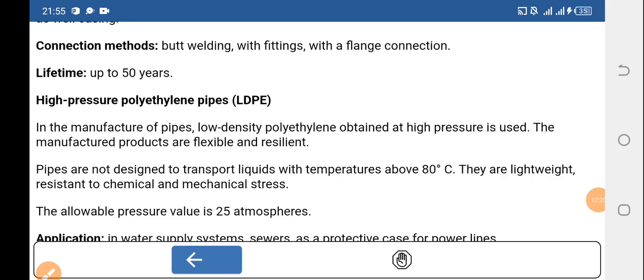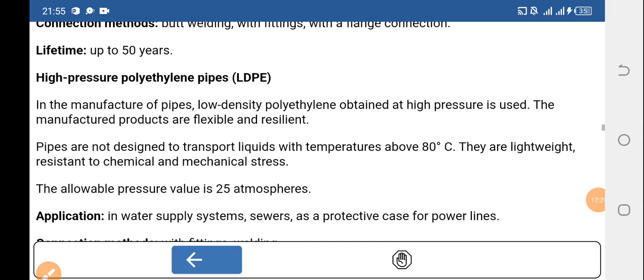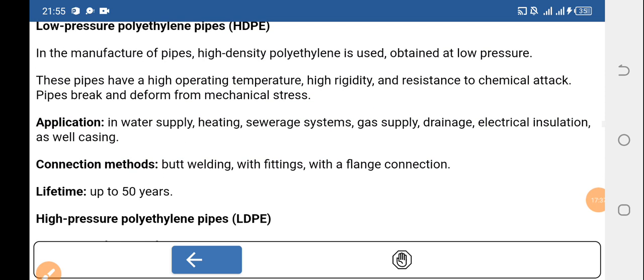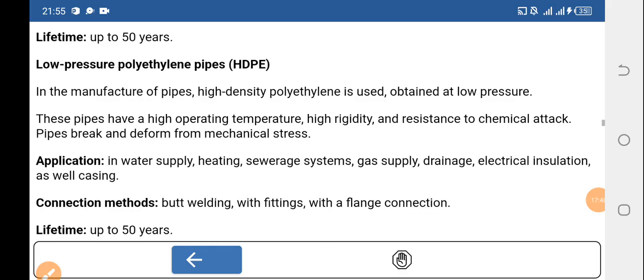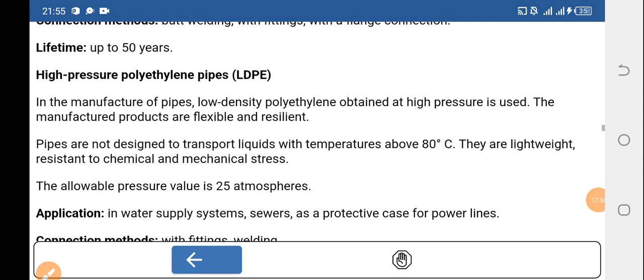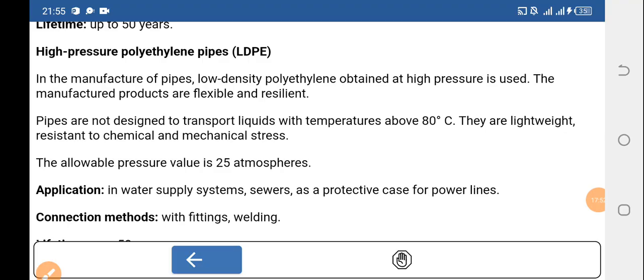When you look at the LDPE, low density, in the manufacturing of the pipes, low density polyethylene obtained at high temperature is used, so the manufactured products are flexible. So in short, the low density LDPE is obtained at low pressure, and here high density is obtained at high pressure.